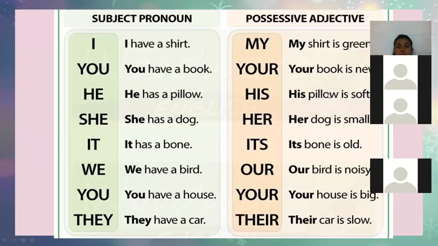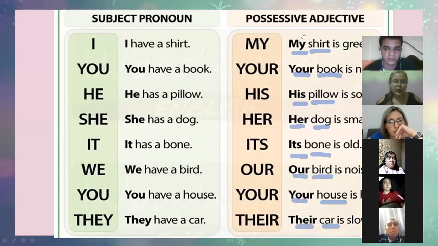So remember, when we use possessive adjectives, we are going to mention the possessive adjective and then one possession. Possessive adjective and one object. Possessive adjective, an animal in this case. Possessive adjective, an object. Possessive adjective, an animal again. Possessive adjective, an object or possession. This is how you use possessive adjectives.